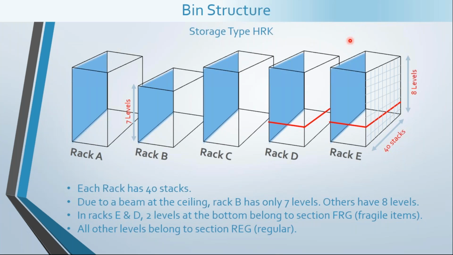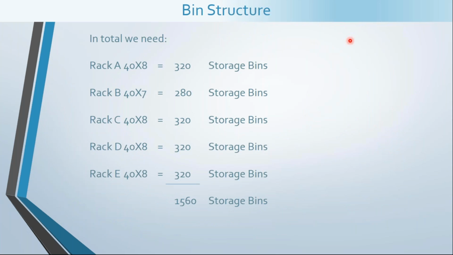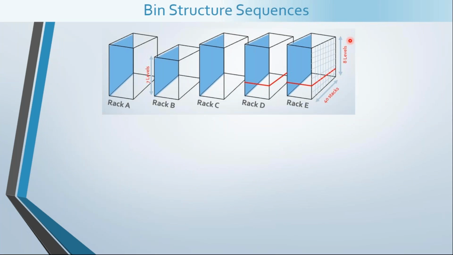Okay, so this is a small deviation from the previous situation that we just discussed. This would now mean that in rack B, because we have only 7 levels, we would have 280 bins instead of 320, which drops the total from 1600 to 1560 bins in this situation.